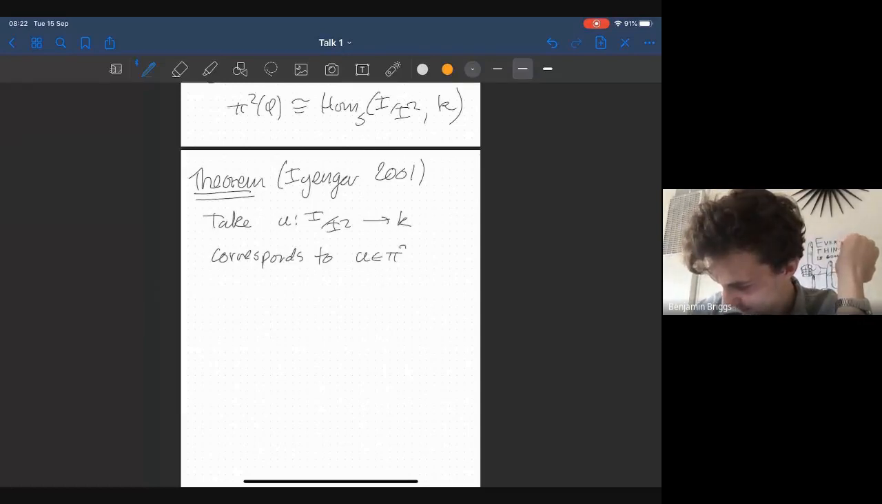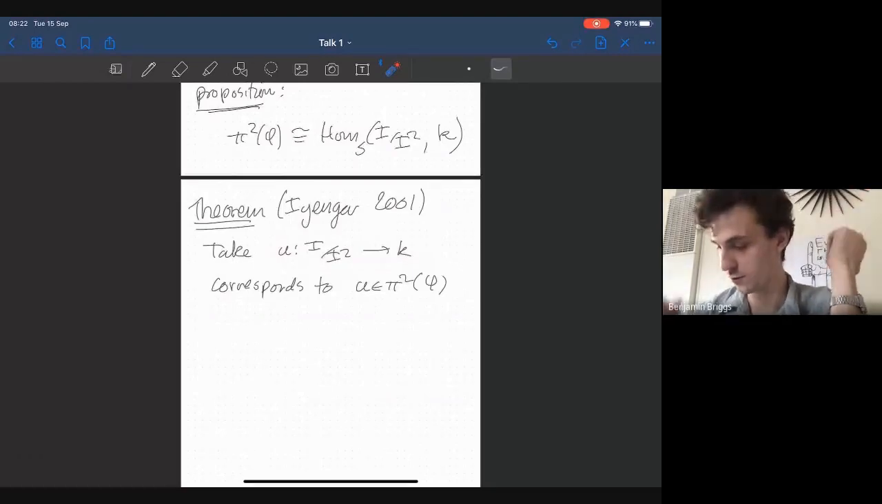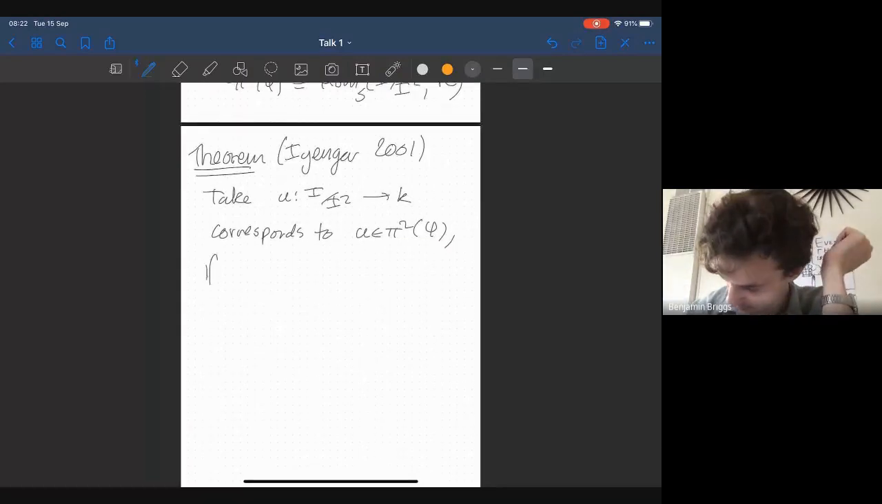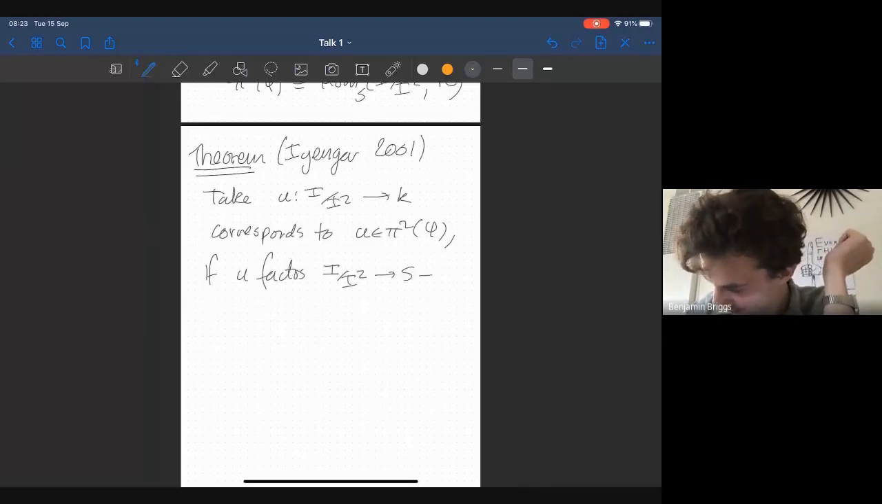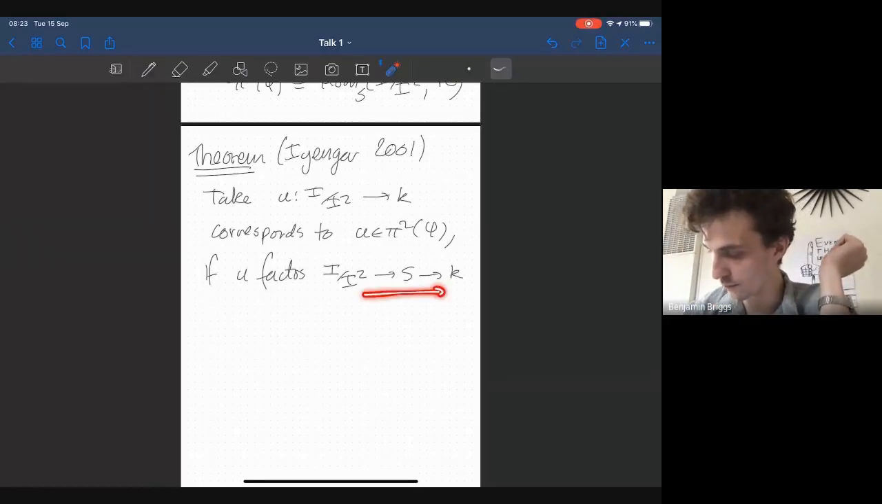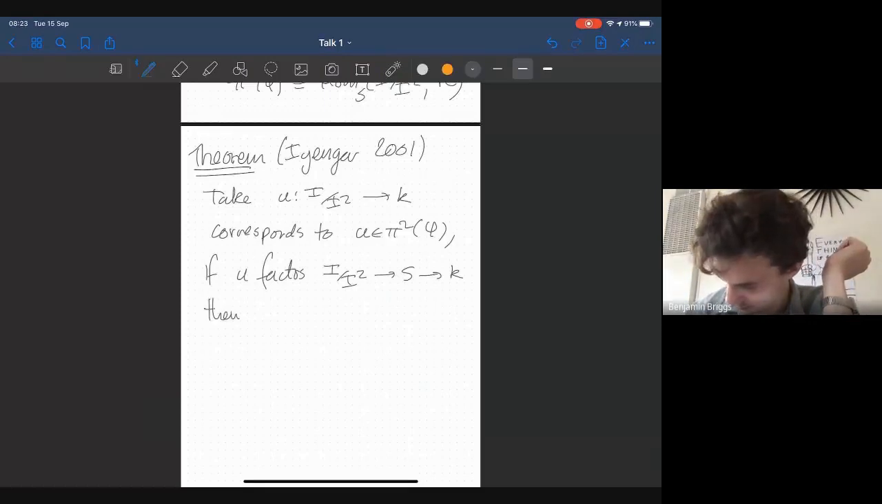an element of pi2, and I'm going to be lazy and just identify these and think of this just the same. So if I have a dual functional on the conormal module, I'm going to think of it as an element of pi2. If U factors as I mod I squared going via S going to K, like this, so if we can factor it through a free S module, then U is central.